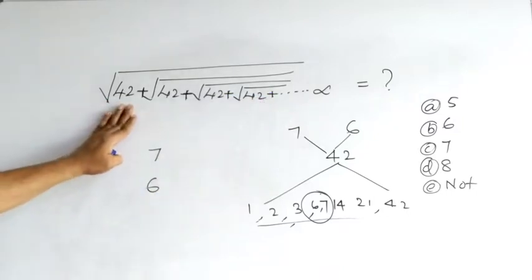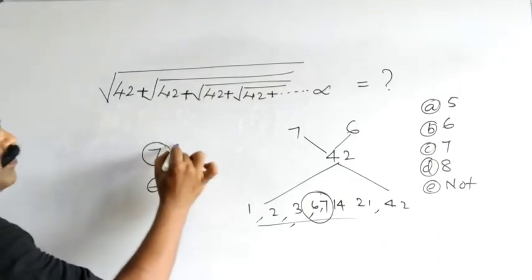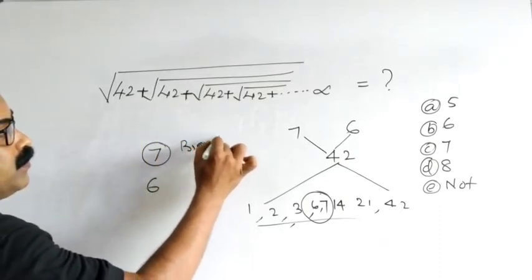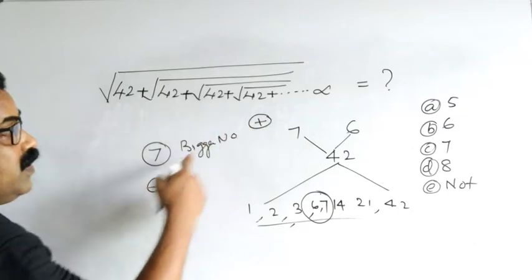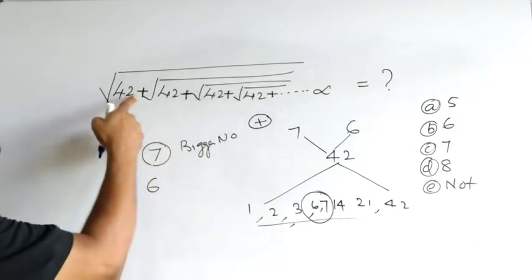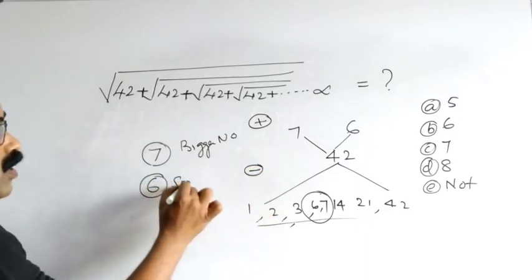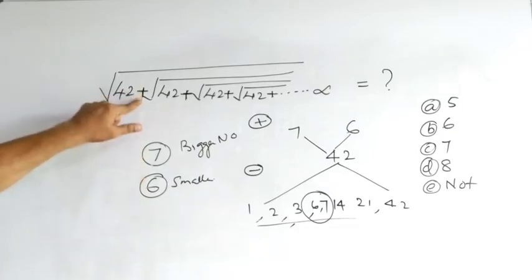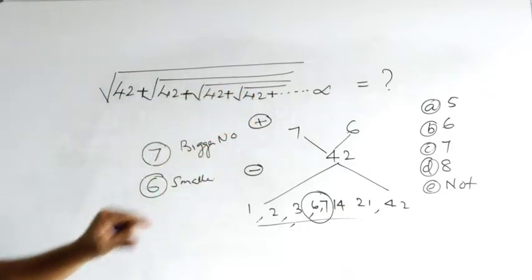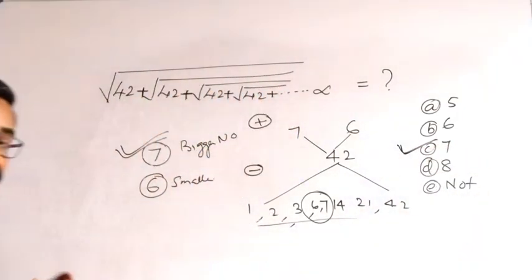So in the question plus is given, then the answer will be the bigger factor, the bigger number. If in the question a plus sign is given, then the answer will be the bigger number. And if a minus sign is given, then the answer will be the smaller number. So the factors are 7 and 6. Here plus is given, so plus means the answer should be the bigger number. Accordingly you can mark the correct answer as 7.